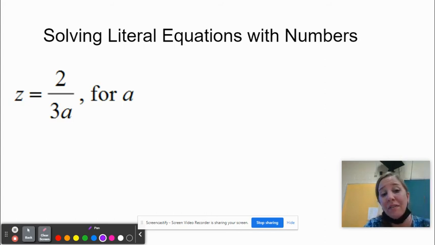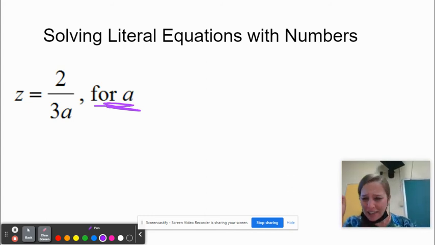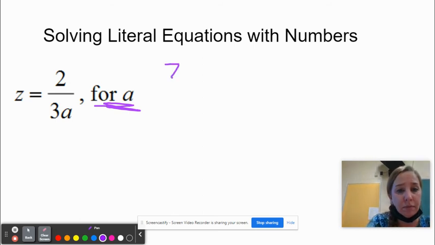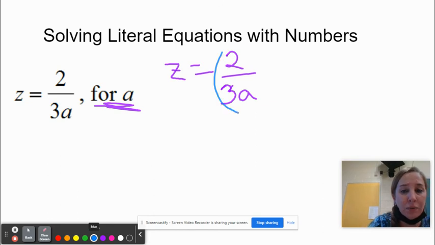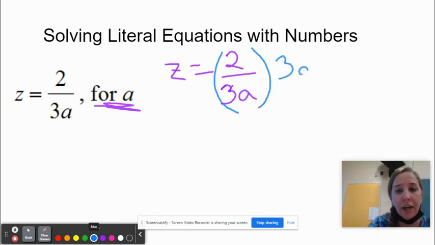All right, so now we're solving for a. And it's kind of confusing because a is in the denominator. So how do we get things out of a denominator? Well, we have z equals 2 over 3a. Let's get a out of that denominator by multiplying 3a on both sides.